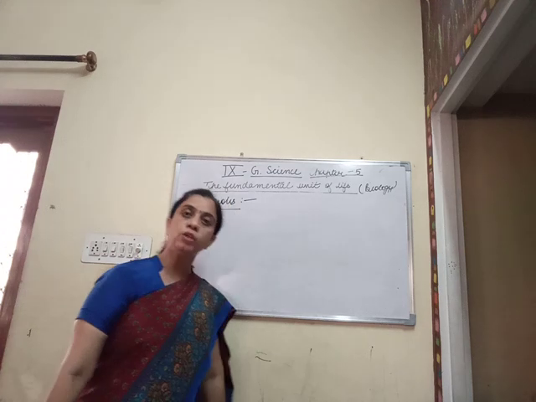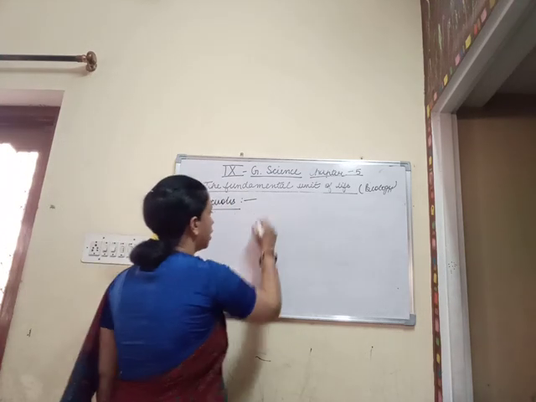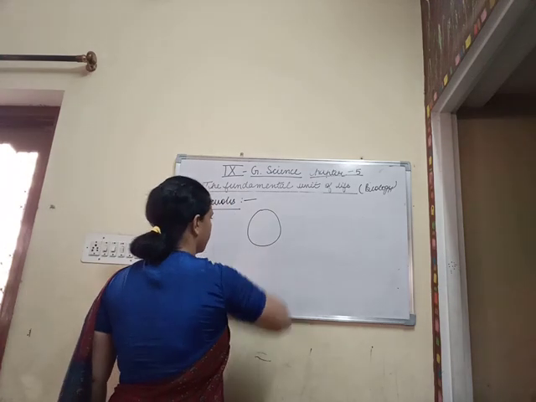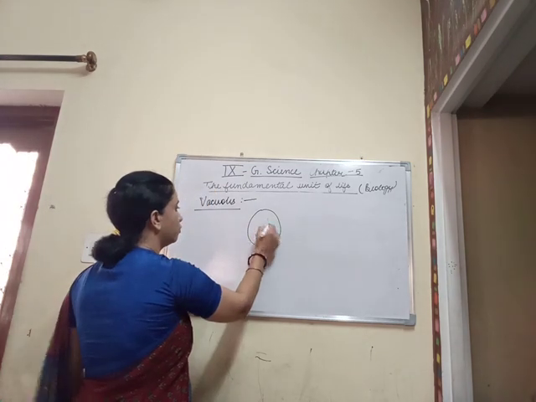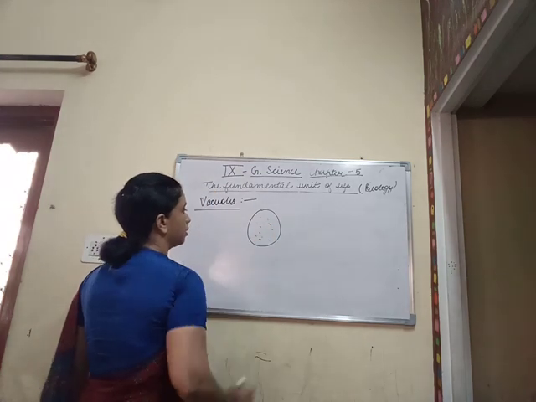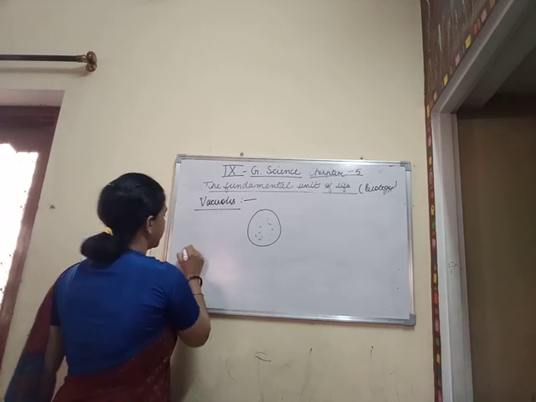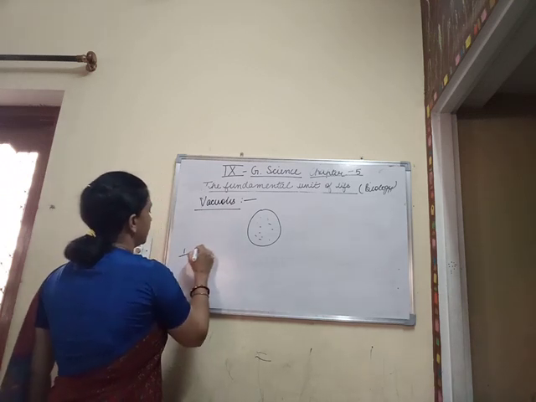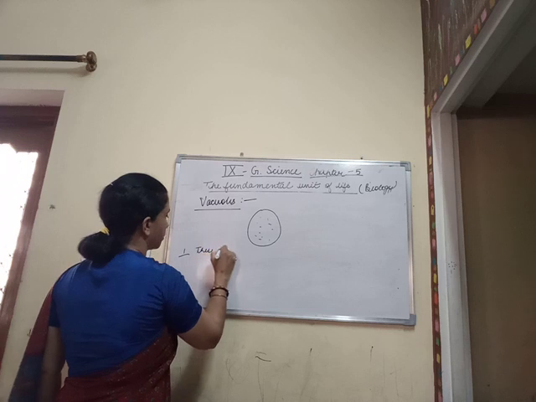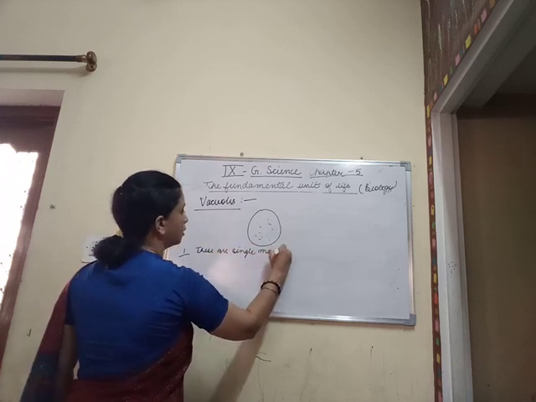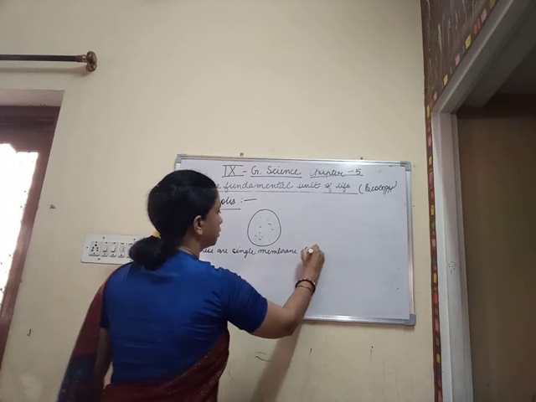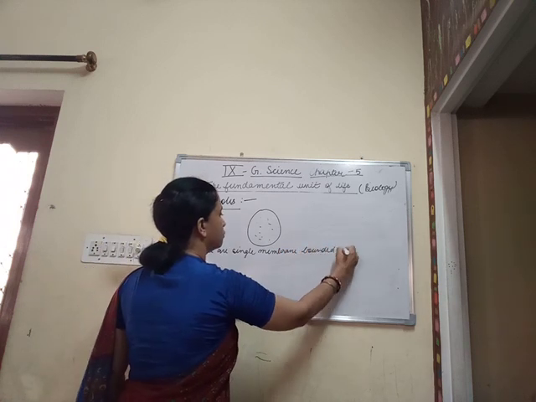When we are talking about the vacuoles, they are single membrane bounded, and they contain some amount of fluid substance filled within them. So talking about the vacuoles, these are single membrane bounded structures.